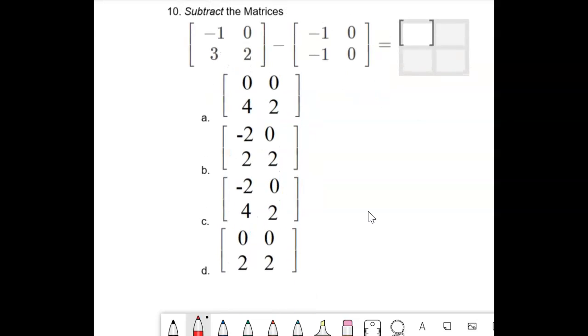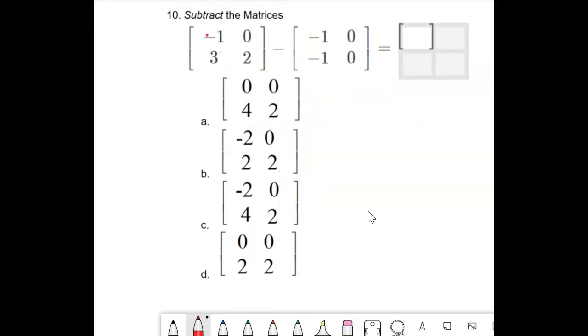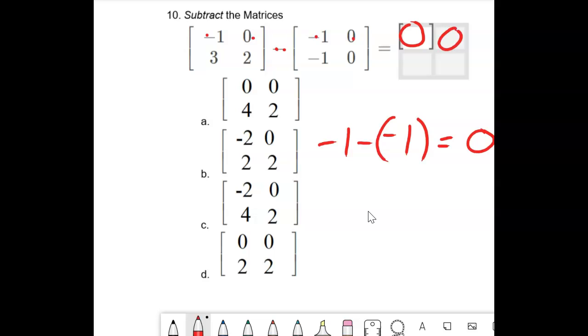Last but not least, subtract the matrices. -1 minus -1. That's kind of tricky. Subtracting a negative is like adding. -1 plus 1 is 0. 0 minus 0. We should know that is 0. All right. 3 minus -1.